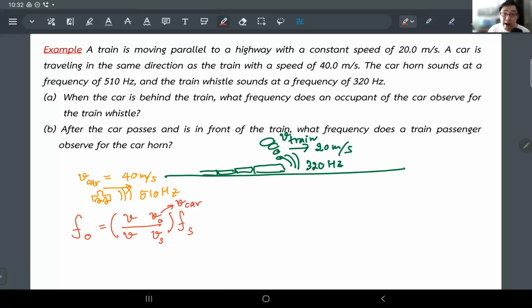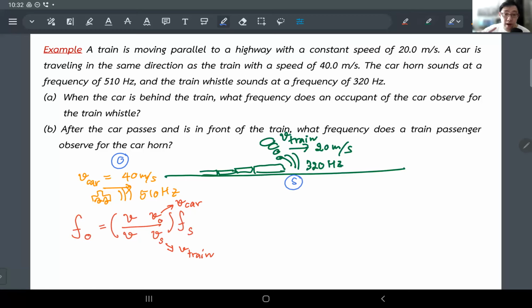And the source is coming from where? Coming from the train. So that means the speed of the source is going to be the speed of the train. Cool. All right. So I can mark this here. This is the observer O, and this is the source S right there. Now we can start doing it.